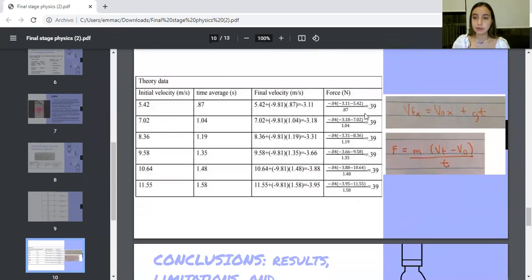Then we have another table in which we use two other formulas. One of them is parabolic movement and the other is really with the concept of force. Here we have the initial velocity that we get with the procedures of the other table, and the time average. Then we have to use the formula for the final velocity, as you can see, all the procedures here. And then we use these variables in order to know the force with the formula that we have here.